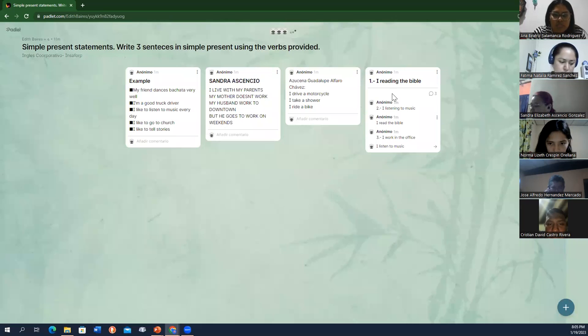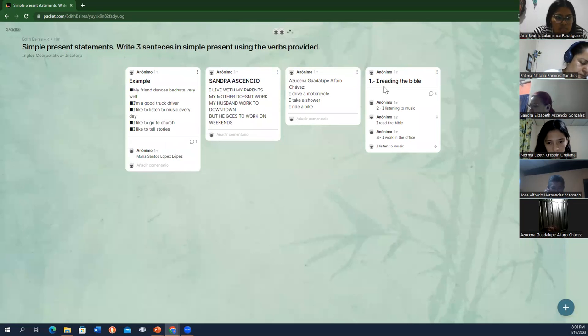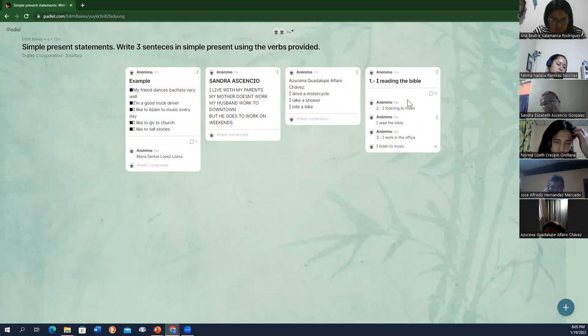Bueno, eso lo vimos en el módulo 1, el presente continuo, pero cuando usted escribe con ing un verbo, usted agrega el verbo to be antes, ¿ok? Por eso no está correcto así. Tendría que estar en presente simple: I listen to music, ¿ok? Or I read the Bible.